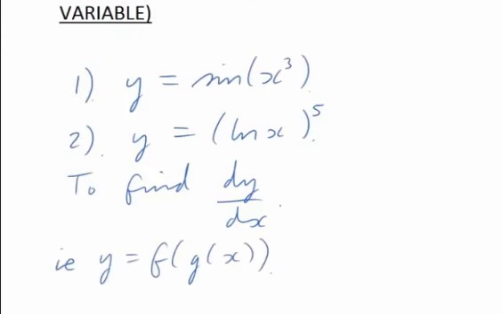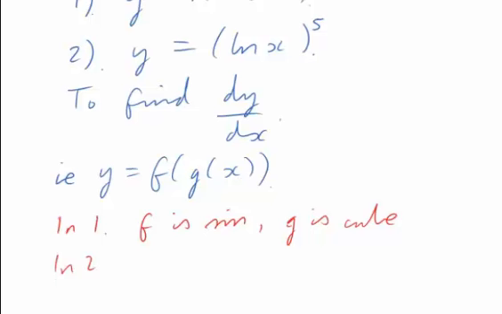For example, we could write a composite function as y equals f of g of x. In our two examples, in number 1, f is the sine function and g is the cube function, while in number 2, f is the fifth power function and g is the log function.